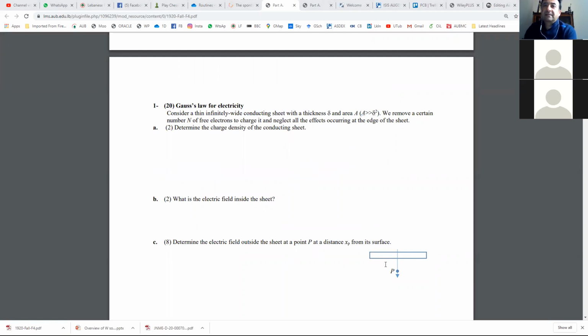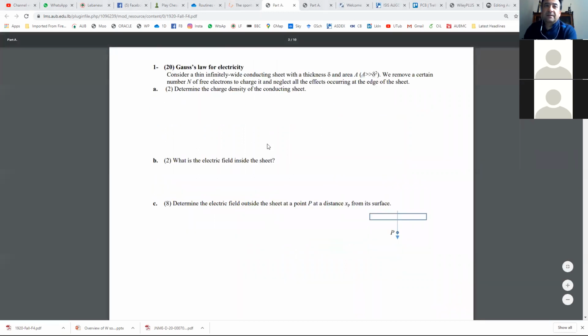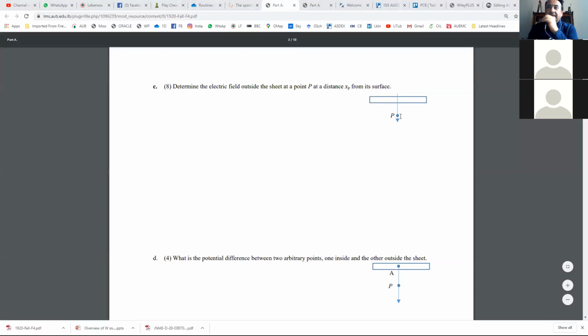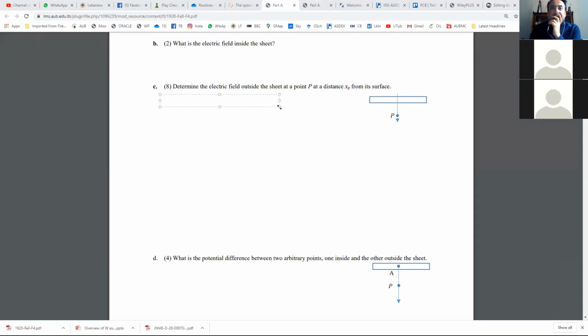Okay, let's continue with this one. Determine the electric field outside the sheet at a distance xp from its surface. So here we're going to use Gauss's law: the integral of E scalar dA is equal to the charge inside divided by epsilon 0, and this integral is over the Gaussian surface.